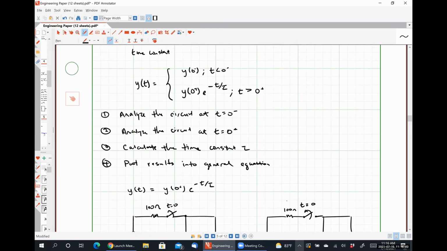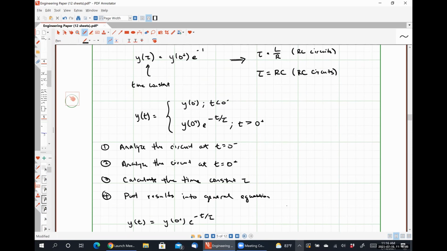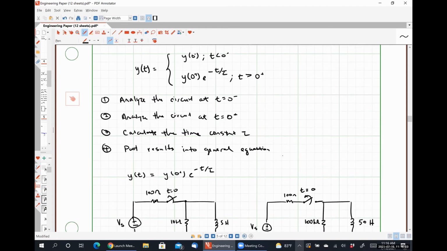And the time constant for an RL circuit is L over R. The time constant for an RC circuit is just R times C. And from here on out, we're going to be using this generic expression for what's going on for t greater than 0 plus.